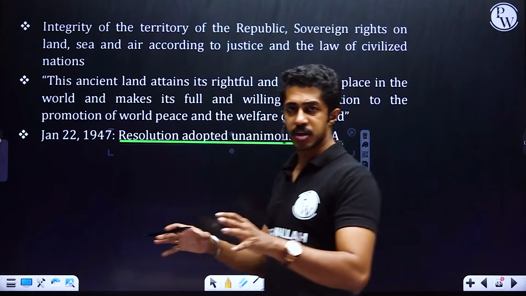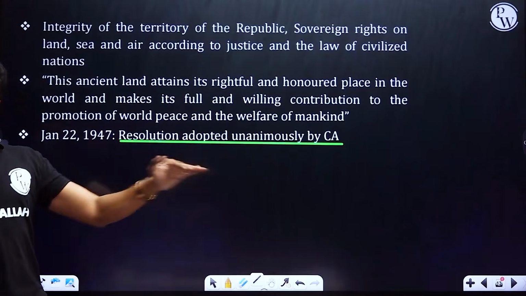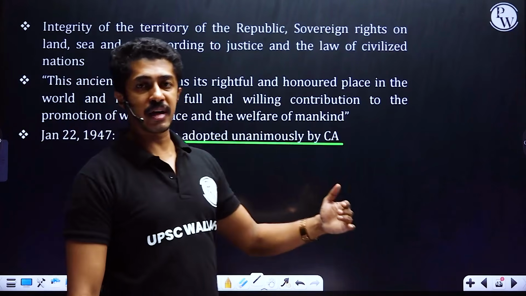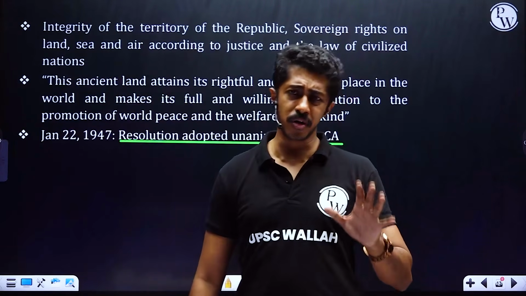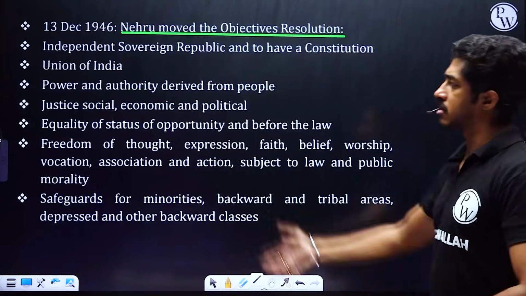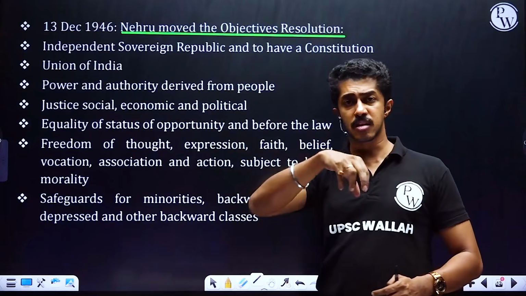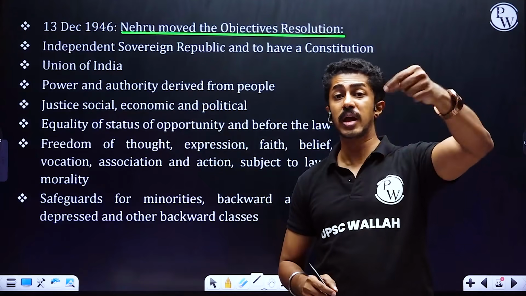So he gave this objective resolution. The gist of it, I have given it here. Why am I not wasting time in elaborating it is, it will come again. Don't worry. All right. Quickly, I will just tell you the gist. That is, it is a Union of India. Power and authority is derived from the people. If you look at our preamble, we the people of India.